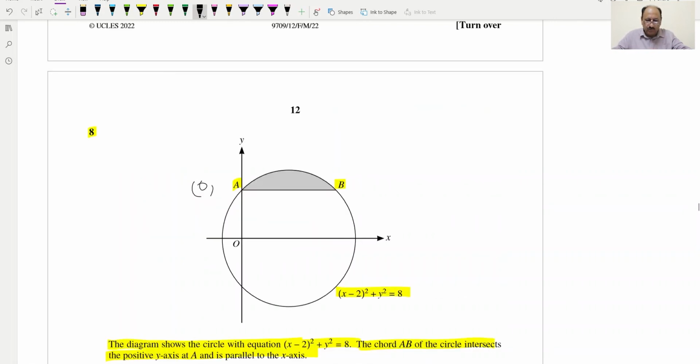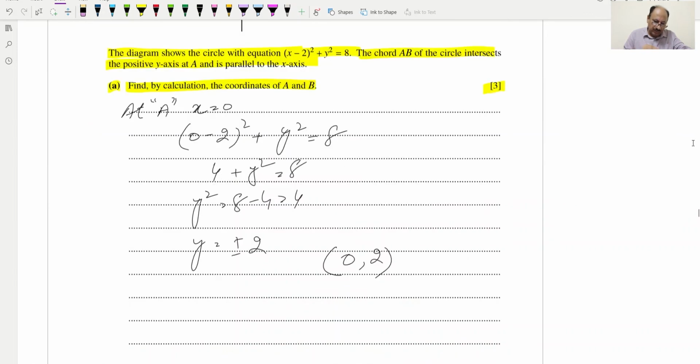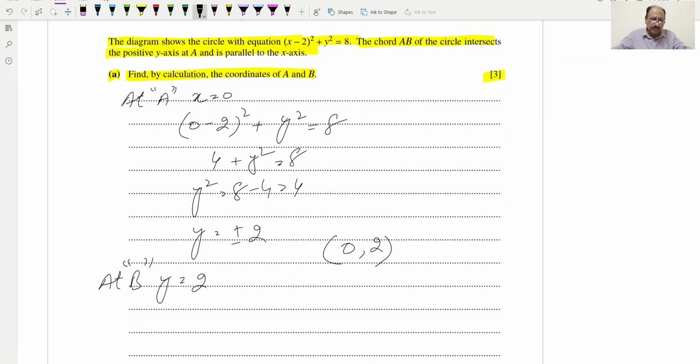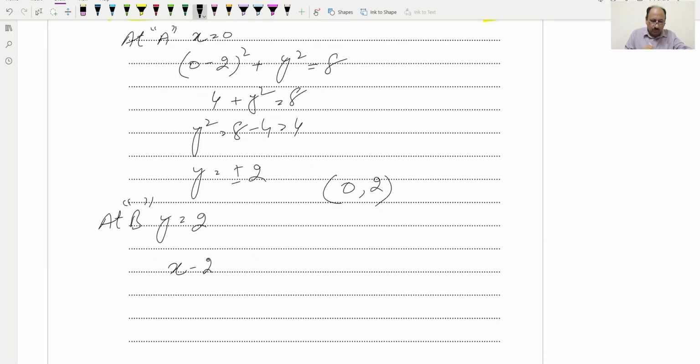Now the y value is 2 for B also. At B, the y value is the same because this line AB is parallel to the x-axis. So at B we can write y is equal to 2. So we will replace in the same equation: (x minus 2) squared plus y squared is equal to 8.